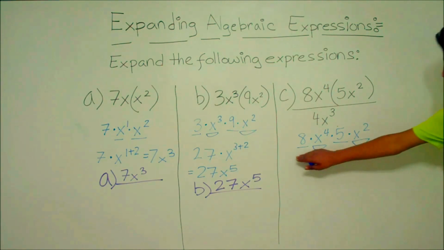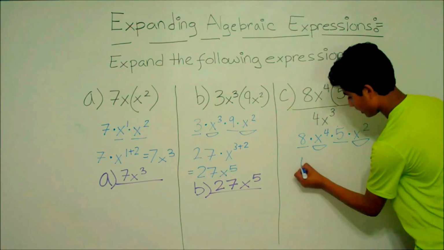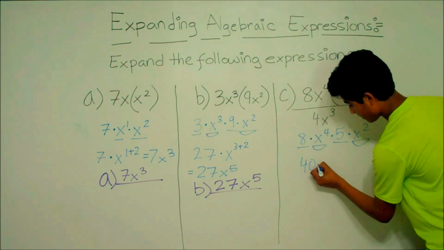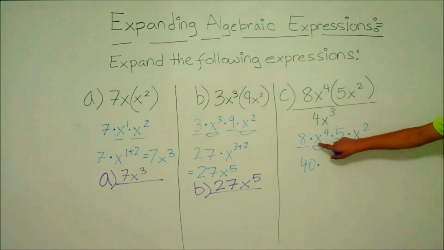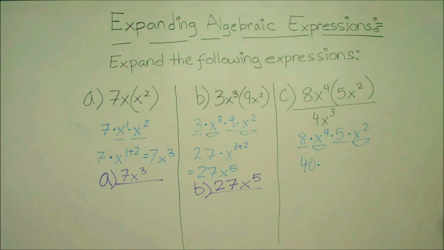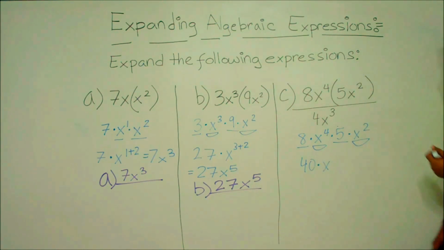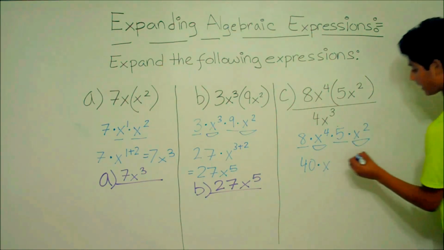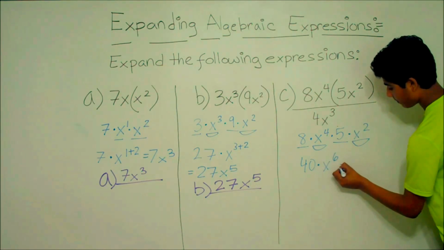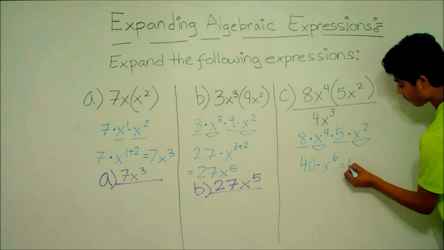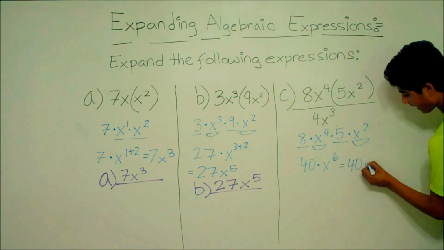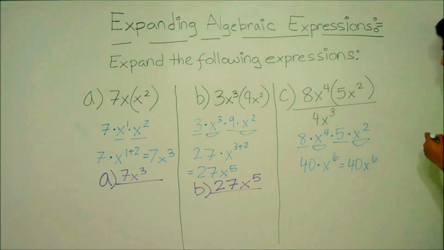So we have first 8 times 5, which is equal to 40, times x to the fourth times x to the second. We know that when we're multiplying two exponents with the same base, x and x, we just keep the base the same and add the exponents. So 4 plus 2, which is 6. So far the numerator is 40x to the sixth.